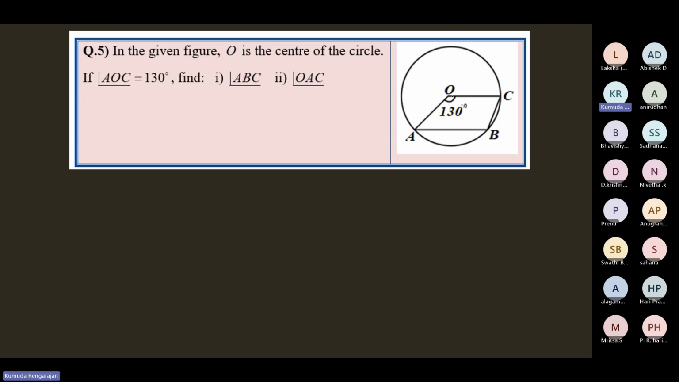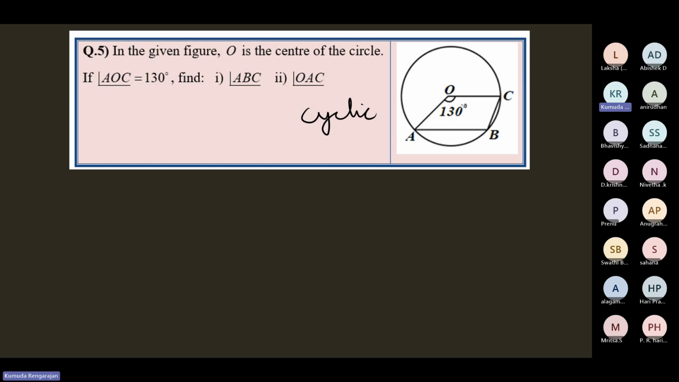Now in this figure, is OABC a cyclic quadrilateral? No, ma'am. It's not a cyclic quadrilateral. Correct. It is not a cyclic quadrilateral because the point O is the center of the circle. It does not lie on the circumference.